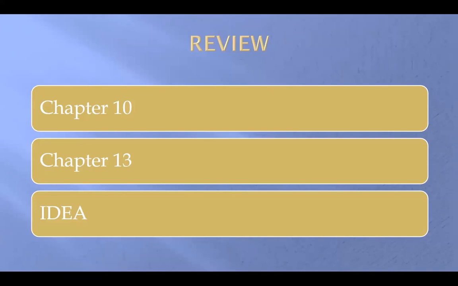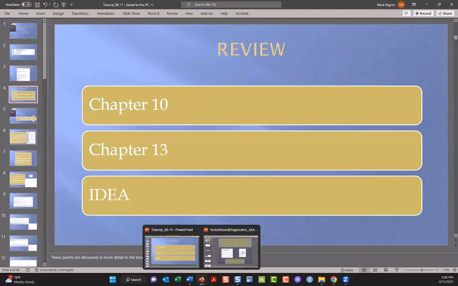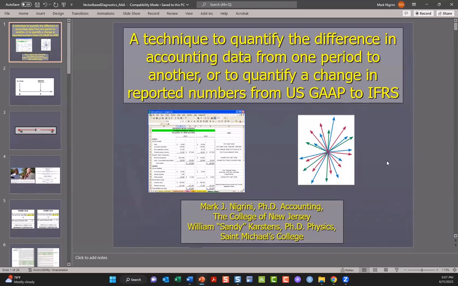I'm going to go back to some old slides. Here we go. And just talk about chapter 10. In chapter 10, this was a research question that I had going back to something like 2008. I said, how can we quantify the difference between 2 sets of financial statements? How can I say how much bigger or more or greater one is than the other? And I wanted that measure to be on a scale of 0 to 1.